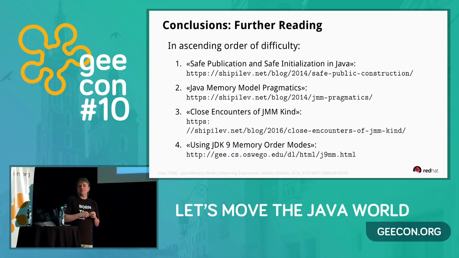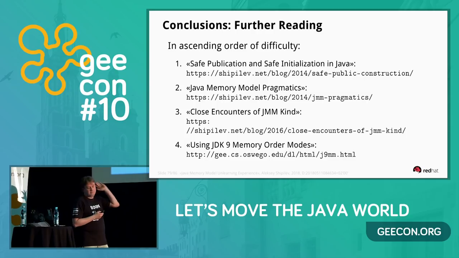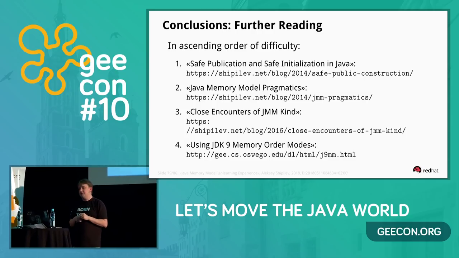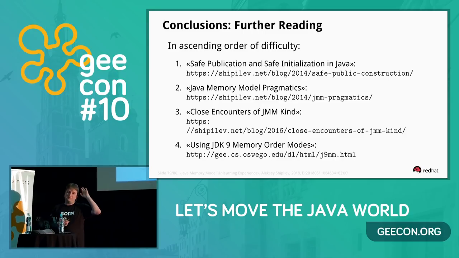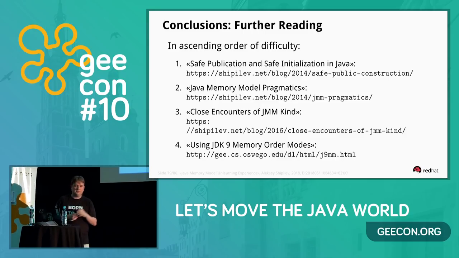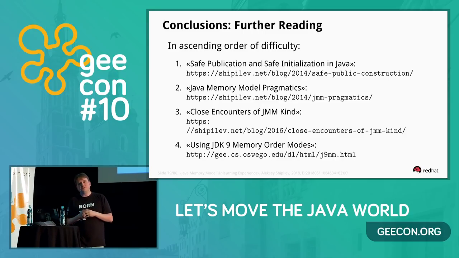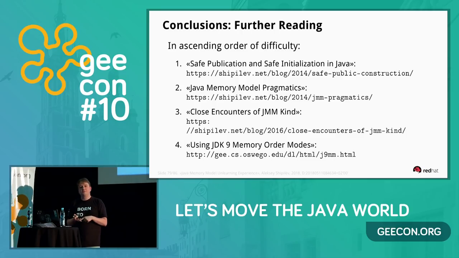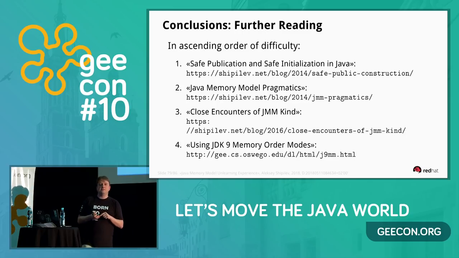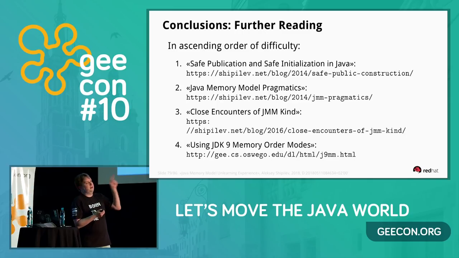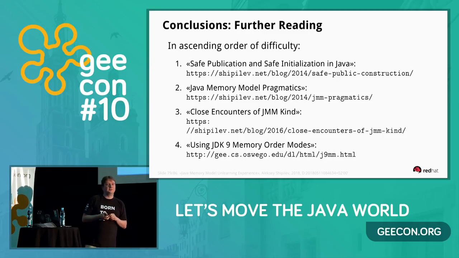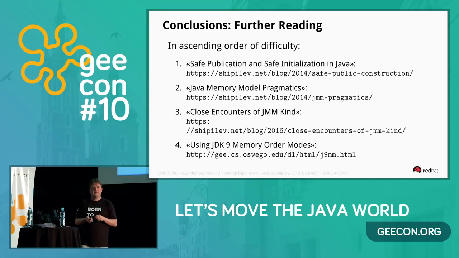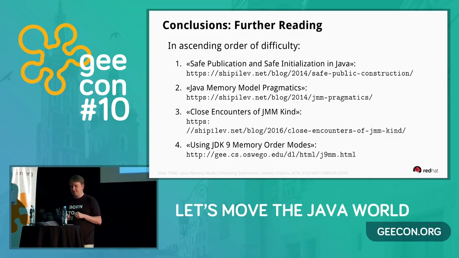Okay? For the reading, in ascending order of difficulty: for learning about these basic rules, you can read that blog. If you want to learn more about the JMM, Java Memory Model Pragmatics or Close Encounters are good reads. And if you want to learn about VarHandles and the exotic modes, Doug Lea has a very nice page that describes all the academic horrors of these things. And with that, I'm over time and I'm done.